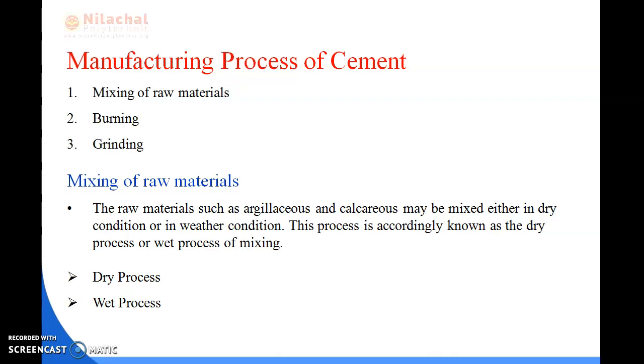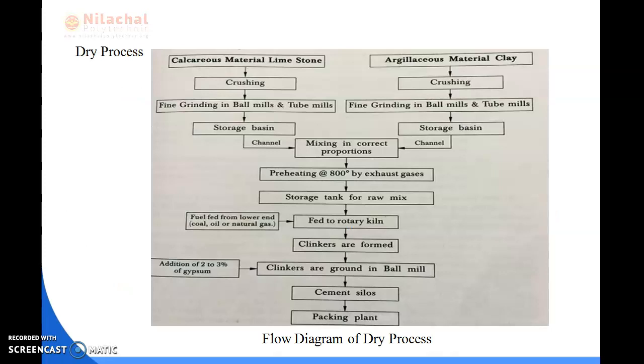As I have told you, in the dry process, there are two types of raw materials, and these two materials are crushed together, or reduced to a smaller size, and finely ground in the ball mill and tube mill. After that, it is stored in the storage basin and mixed in the correct proportions. After it is stored in the storage tank, it is fed to the rotary kiln. Then after it is fed to the rotary kiln, the clinkers are formed.